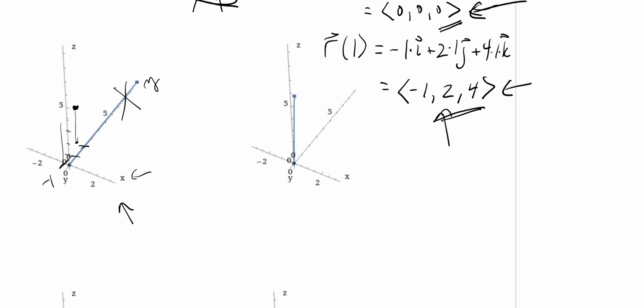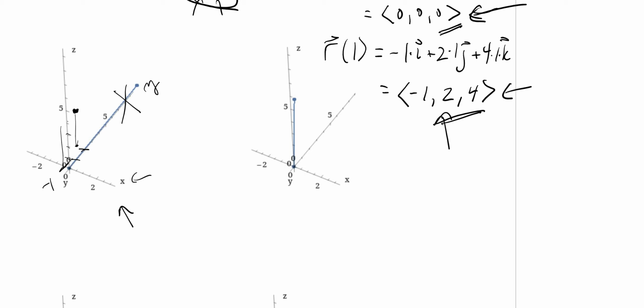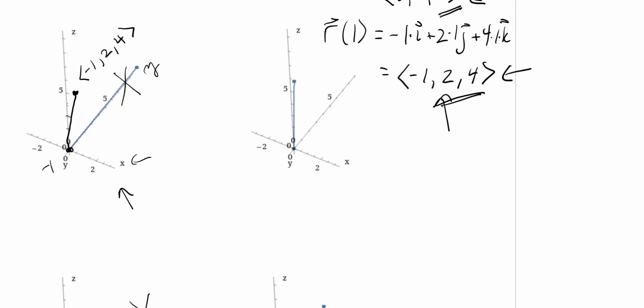The second one looks promising. It looks like about what we just thought through and ended up drawing with this example here. See, we're starting at the origin. We're going up to this negative 1, 2, 4. So I do believe it's the second one, and these two don't look like it at all.